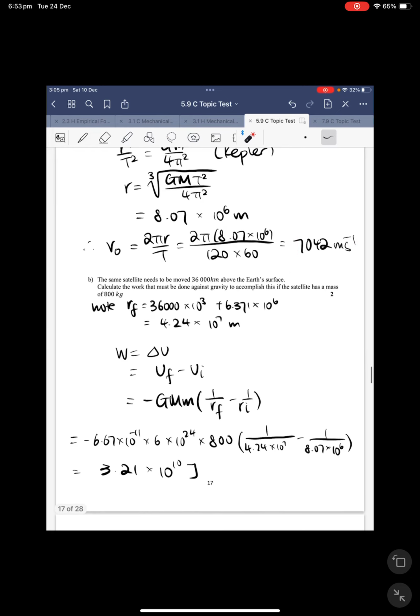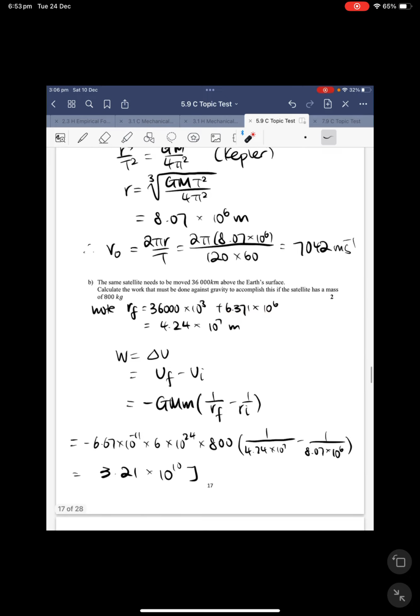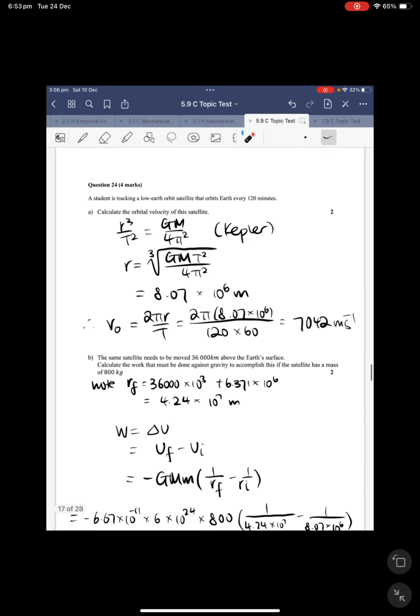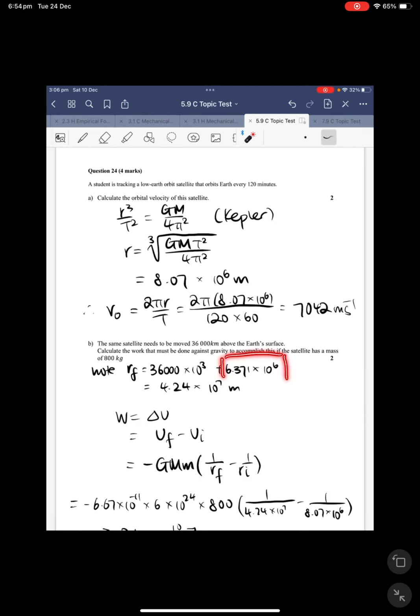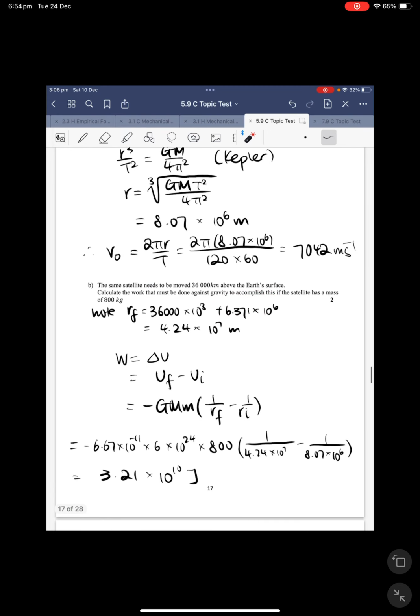Part B says, the same satellite needs to be moved 36,000 kilometers above the Earth's surface, and calculate the work that must be done against gravity if the satellite has a mass of 800 kilograms. So first we have to note that this 36,000 kilometers is not the final radius of its orbit, because we also have to account for the radius of the Earth. And so the actual r final is going to be this value plus the radius of the Earth, which is going to be 4.24 times 10 to the 7 meters.